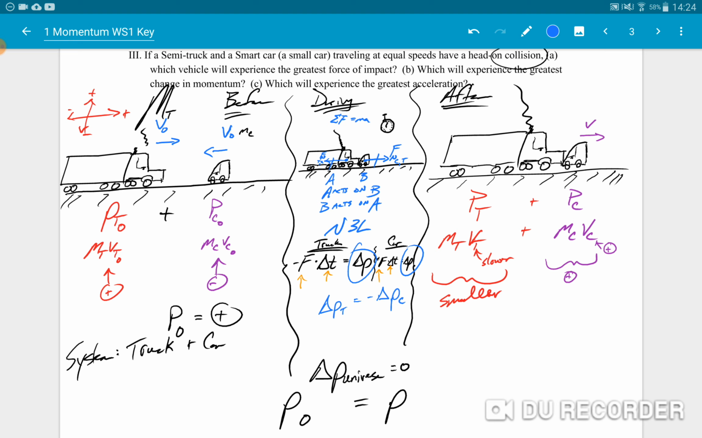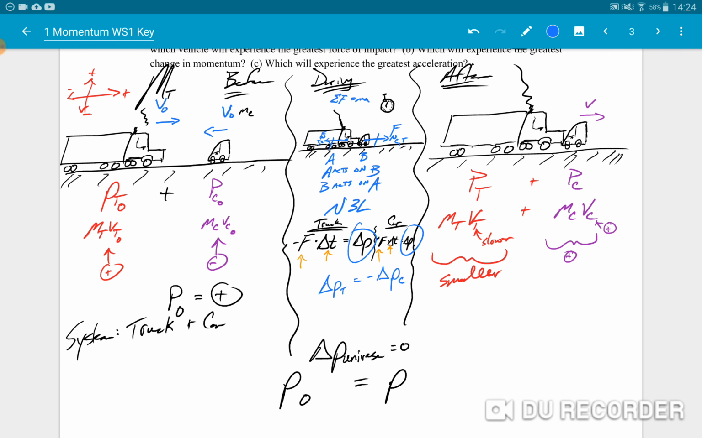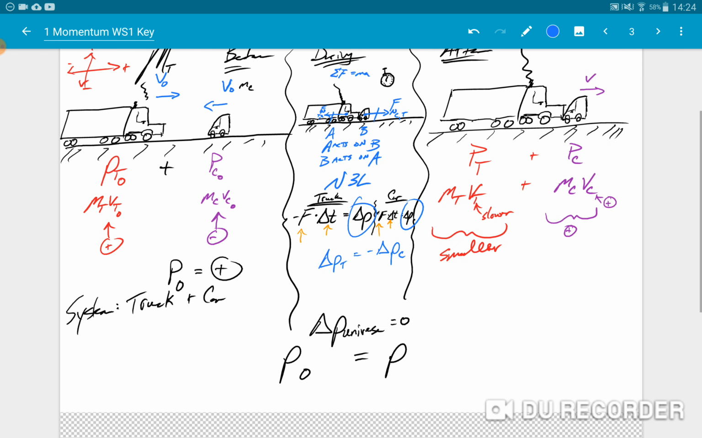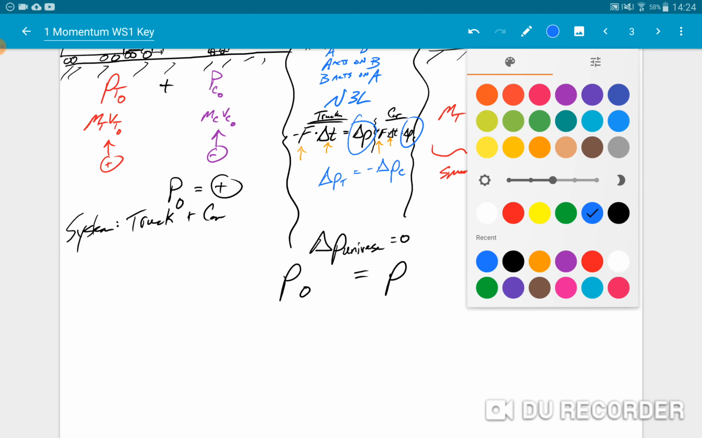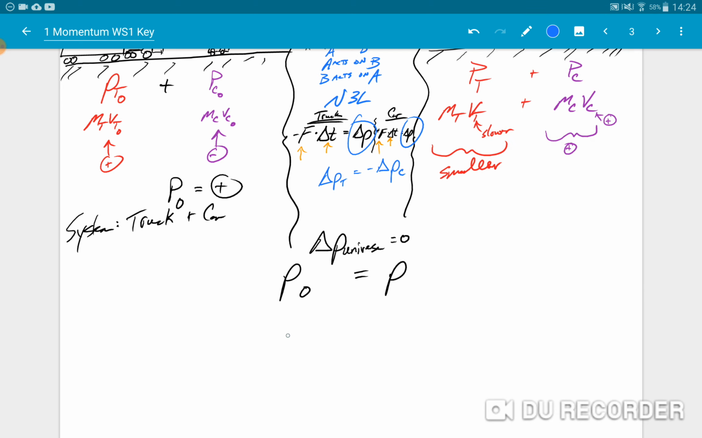Okay, so they're going to have the same change in momentum, but which one is going to have the greatest acceleration? Well, there's a couple ways that you can go about looking at this. First, let's look at it by force, since we've been doing that for so long now throughout the year. If I look at that through force, let me write it like this.